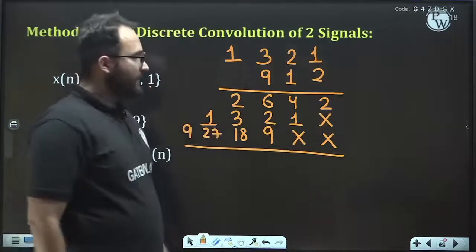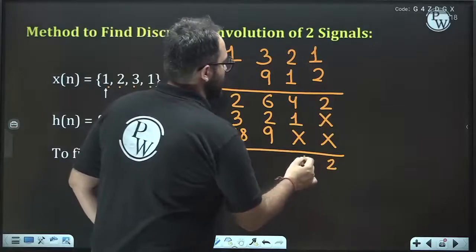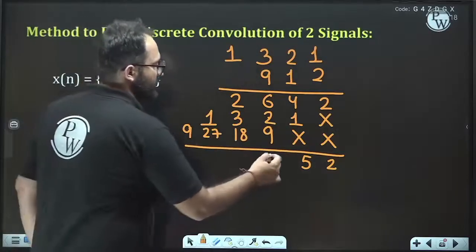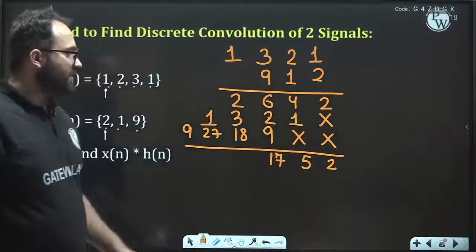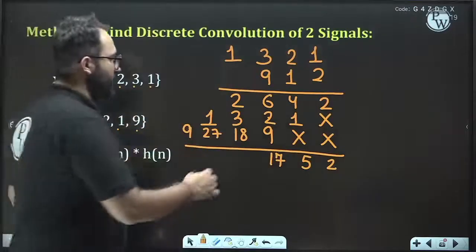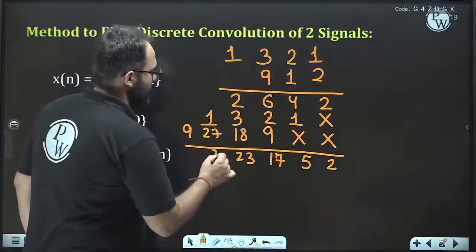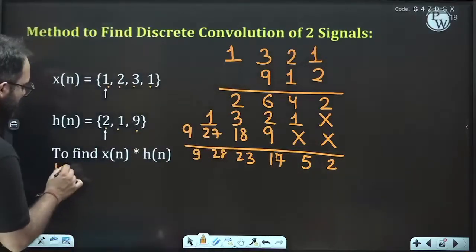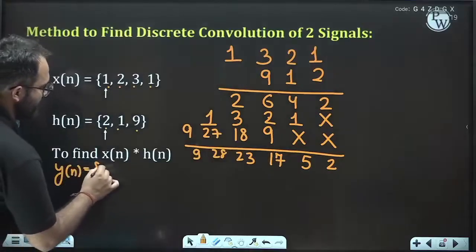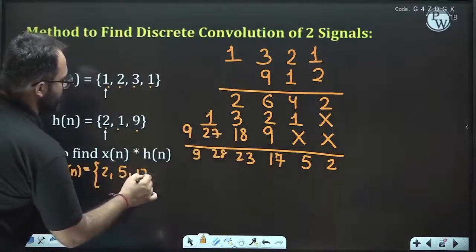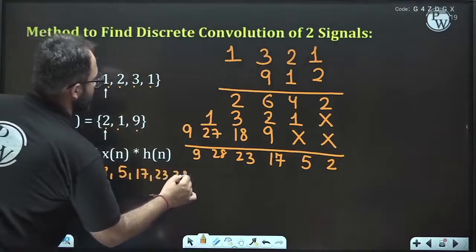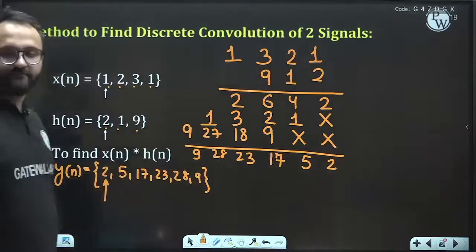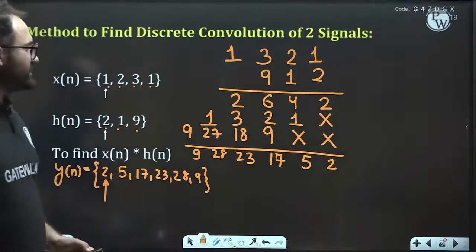We add them. So here we have 2, here we have 5, 9, 2, 11, 11, 6, 17. No carry has to be given to the next place. 17, 18, 19, 20, 23, 28 and 9. So just reverse it to get y[n]. So it is 2, 5, 17, 23, 28 and 9. So this is the starting location. This is the result of convolution. I hope all of you are able to understand this.